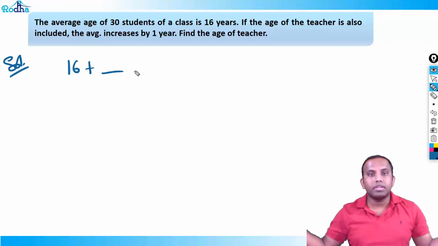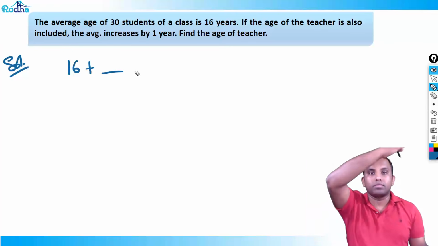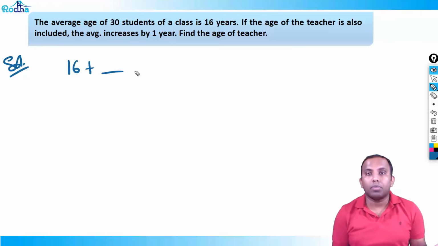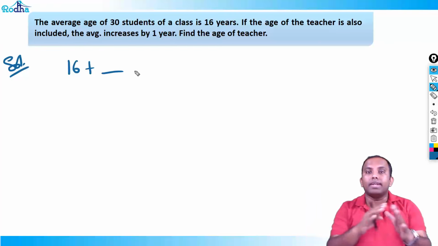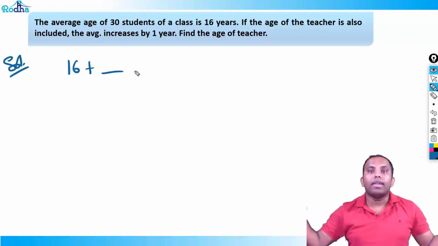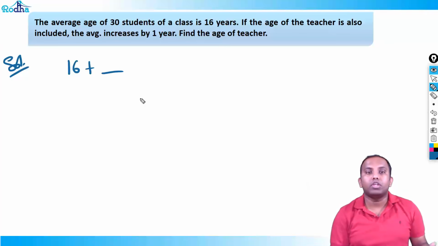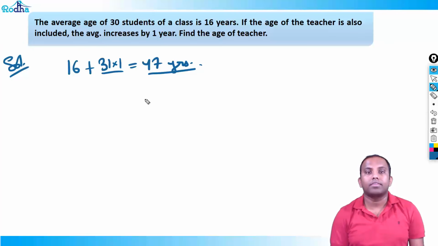The average of 30 people is 16 years. When a new person comes, the average age of the whole group increases. That means that person is obviously more than 16 years. How much more than 16? Now there are 31 people in the group, and the average of the whole group increases by 1 year. So 31 into 1. What is the answer? The answer is 47 years. As simple as the concept is, right? Just plain simple logic, you'll get the answer. Okay.